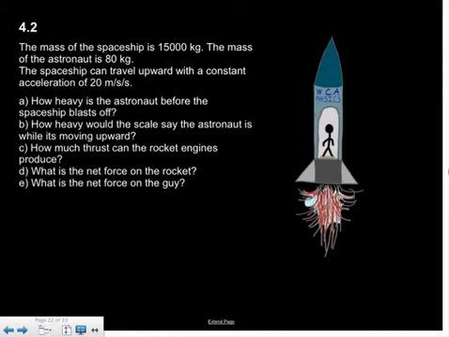All right, so this problem here, we have an astronaut in a spaceship, and you can't really see it, but he's standing on a scale. He's standing down there on a scale. In this problem, the first question is, how heavy is the astronaut before he leaves, before the spaceship blasts off? In other words, when the spaceship is on the Earth, how heavy is the guy?